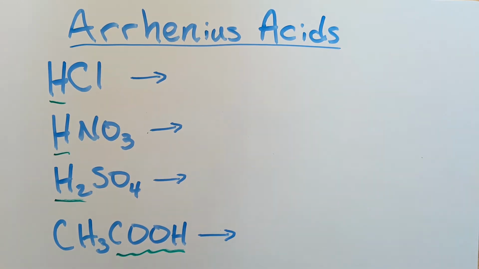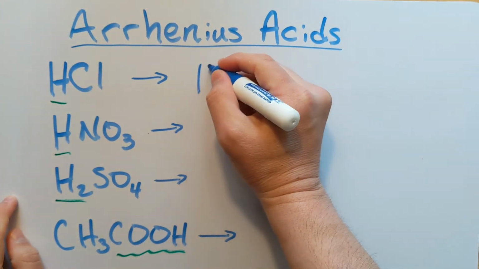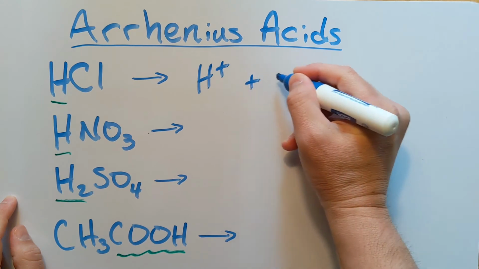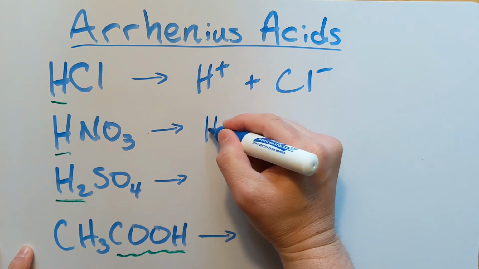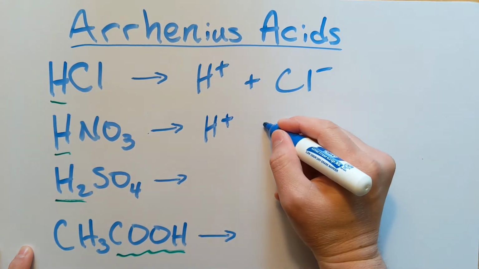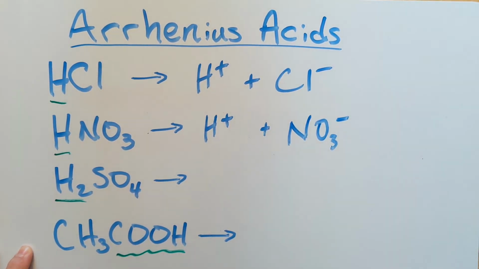So what happens when we dissolve these acids in water? The compound, even though it's molecular, the water will pull apart and ionize these acids. So the HCl, the hydrochloric, is going to produce a hydrogen ion, and it's going to produce a chloride ion. The hydrogen and the chloride are pulled apart. What about the HNO3, the nitric acid? It is going to make a hydrogen ion also. It's also going to make the nitrate ion. So we have an H plus and an NO3 minus.